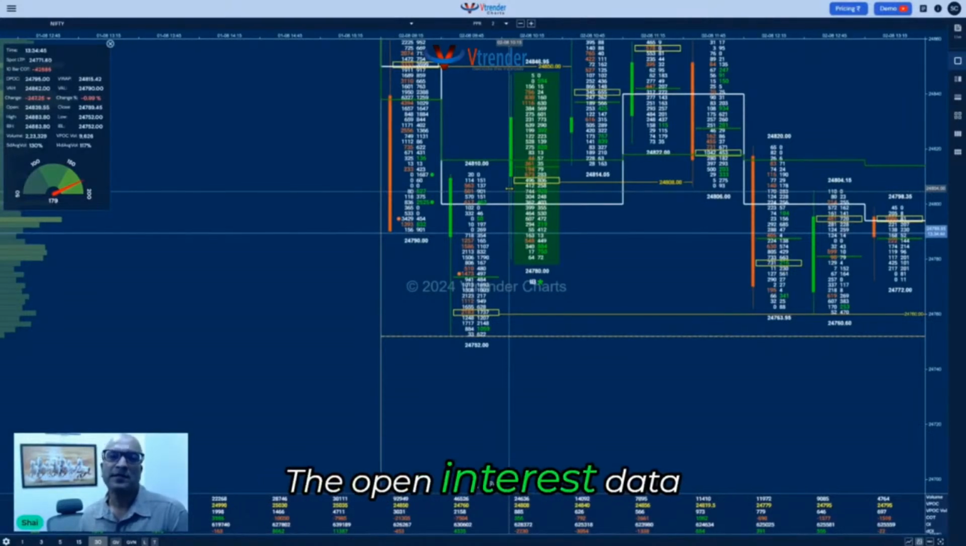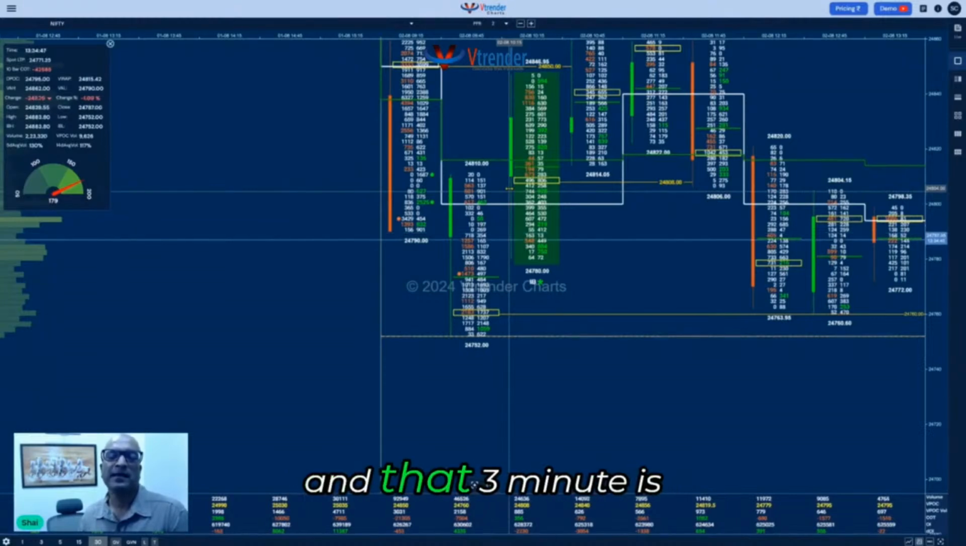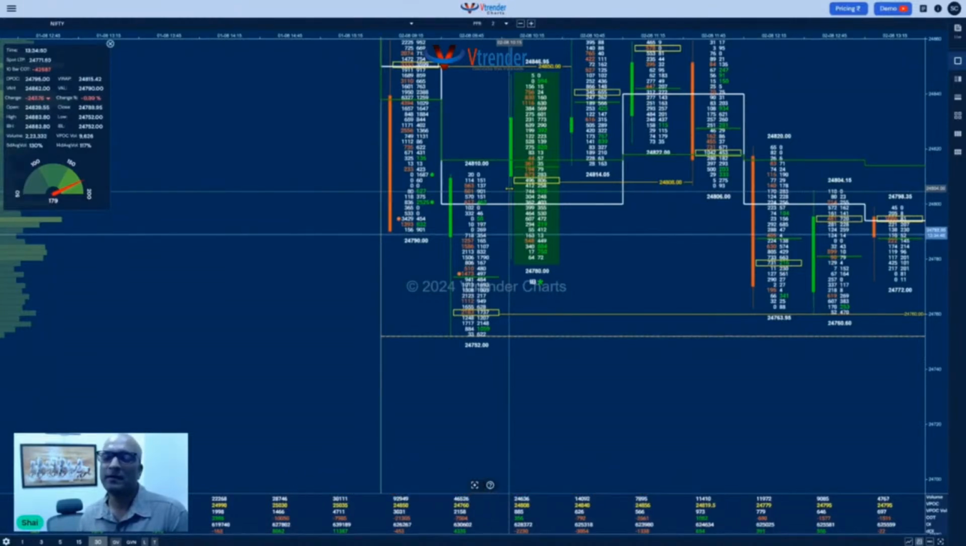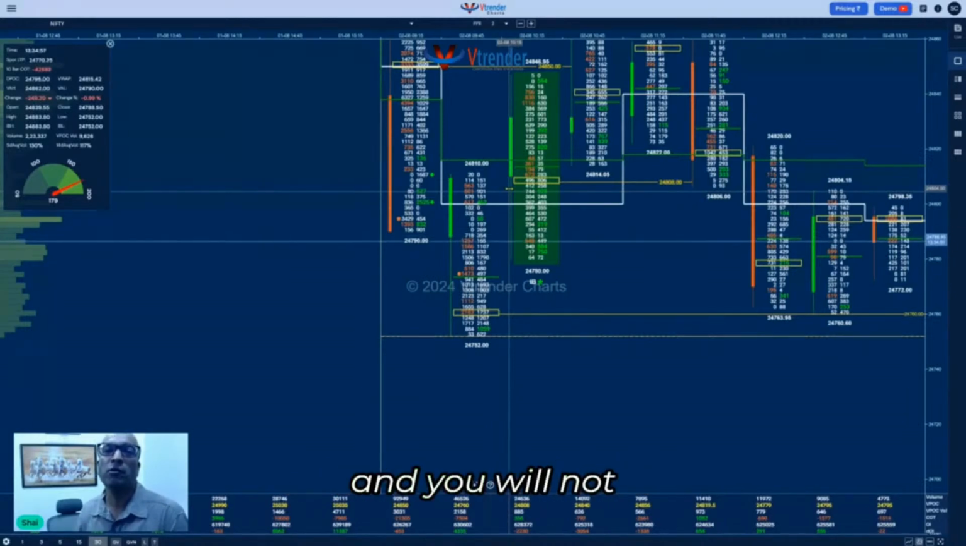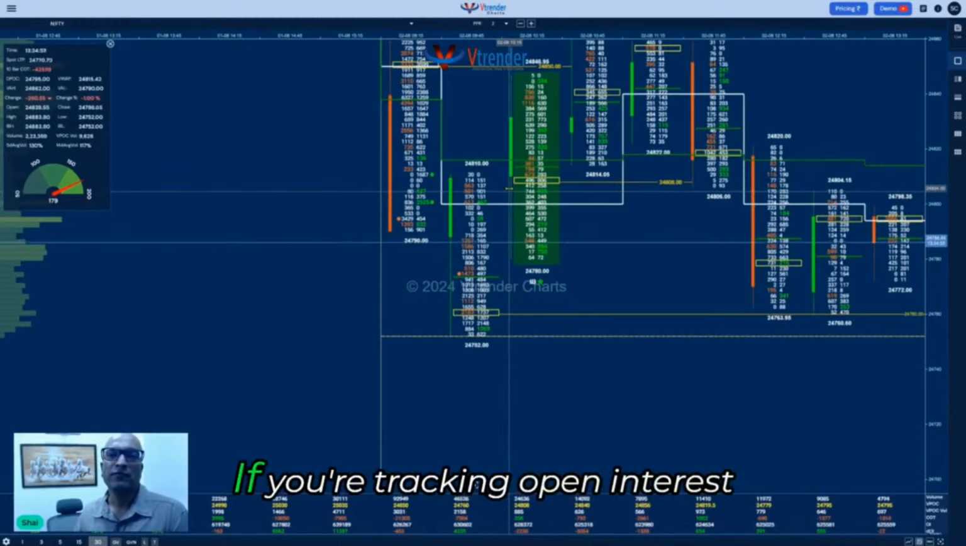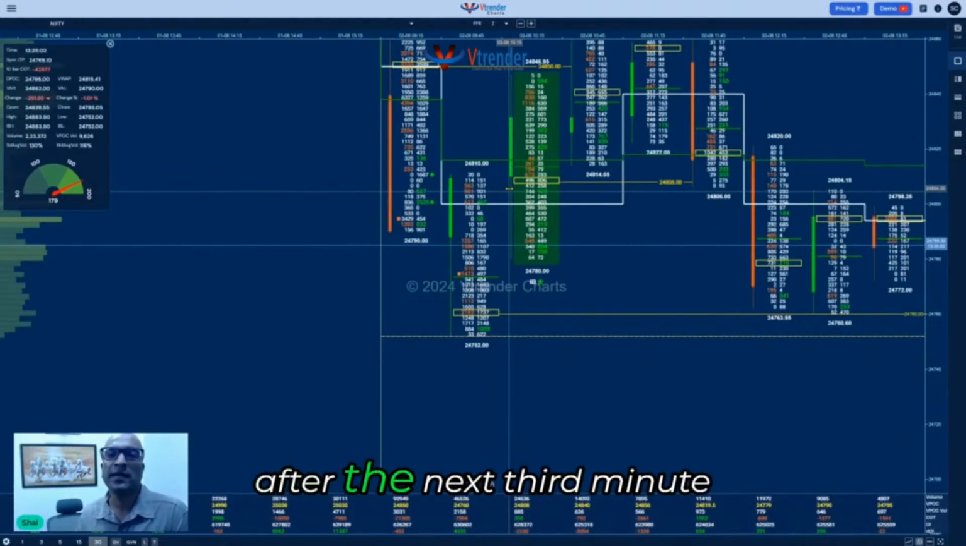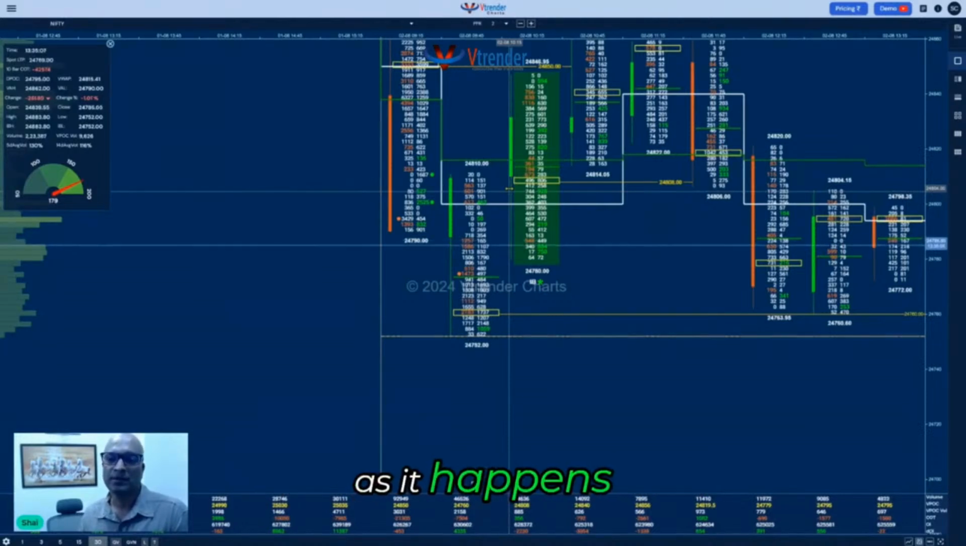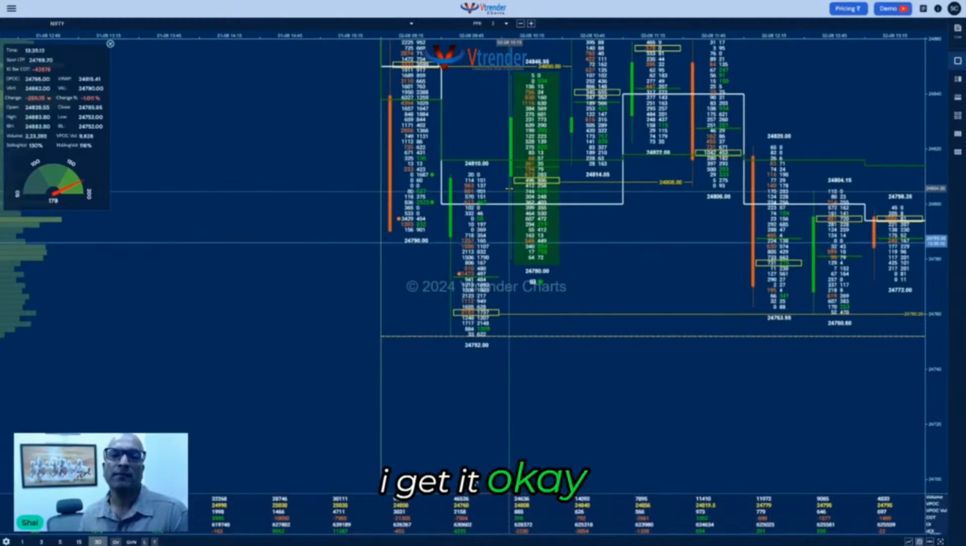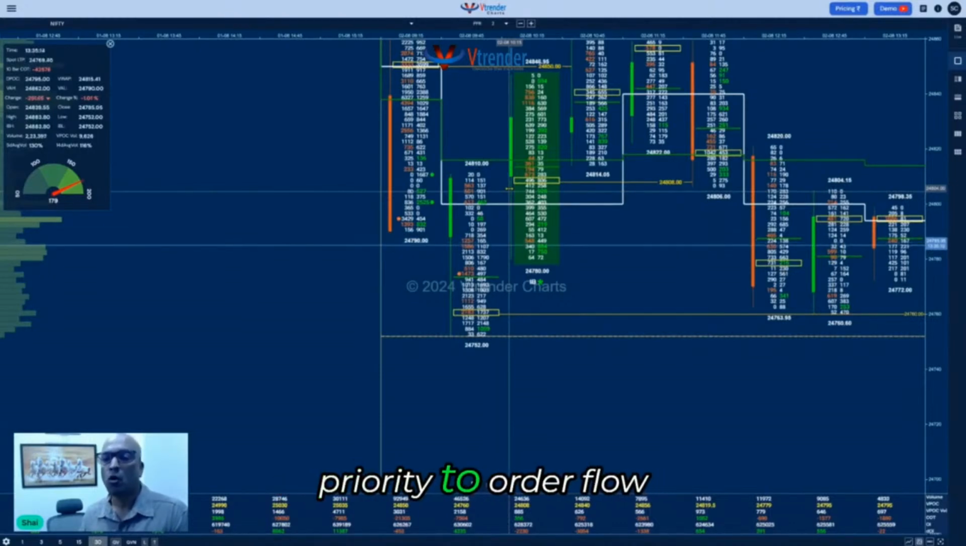The open interest data is 3 minutes delayed, and that 3 minutes has a lot of pressure added to it, right? In 3 minutes an option price can move from 20 to 60, and you will not even know why it happened. If you're tracking open interest, it will just randomly give you a snapshot after the next third minute. But in order flow, you can see it as it happens, right? So yeah, you are an open interest trader, fine, I get it, but always give priority to order flow data.